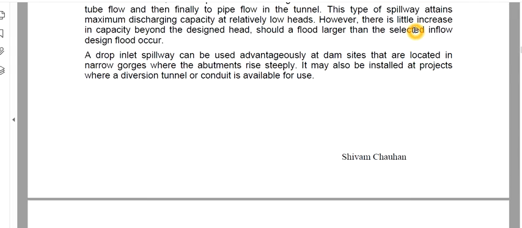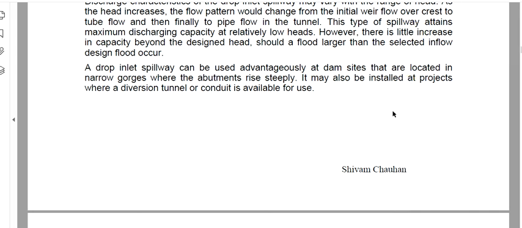This type of spillway attains maximum discharging capacity at relatively lower heads. However, there is little increase in capacity beyond the designed head, should a flood larger than the selected inflow design flood occur.